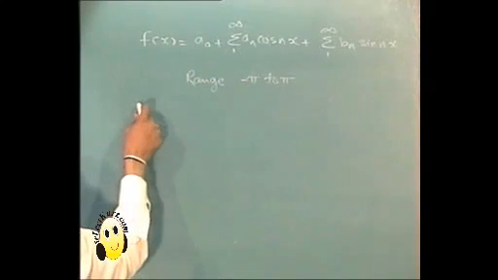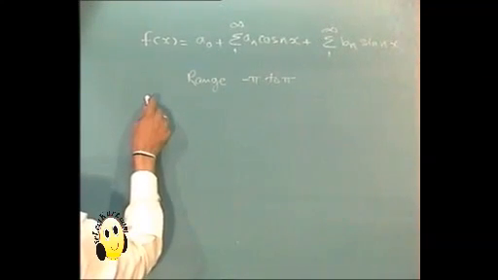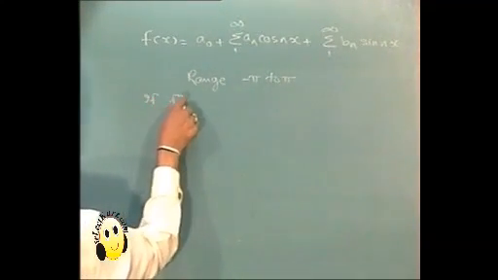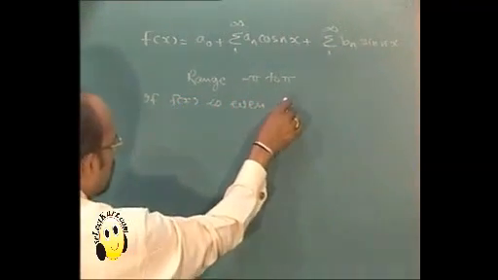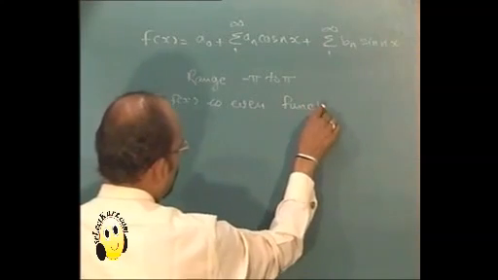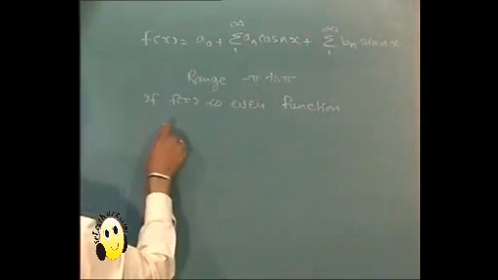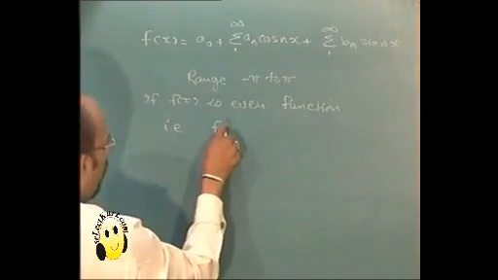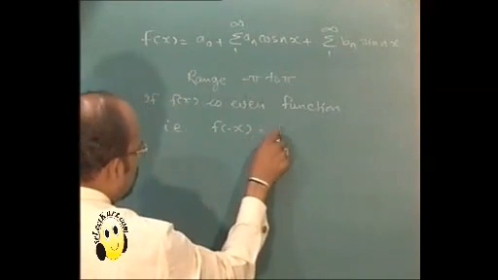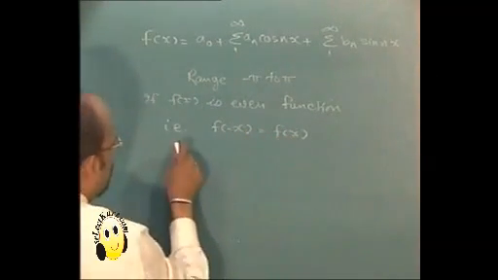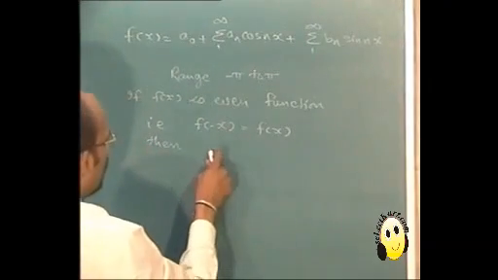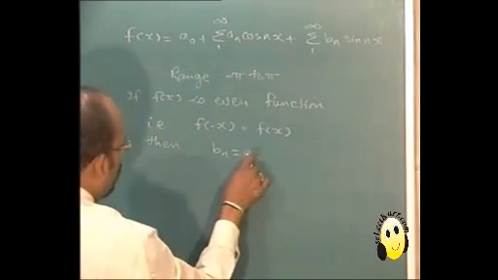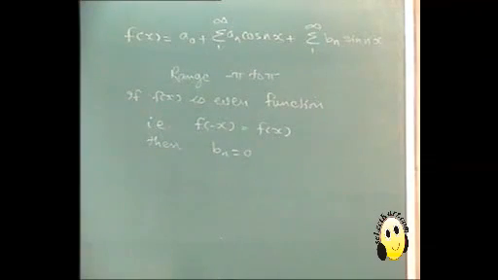then we will find that if f(x) is an even function, that is f of minus x comes out to be f(x), then bn will come out to be 0, all the sine terms will vanish.